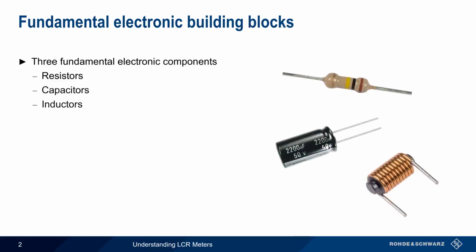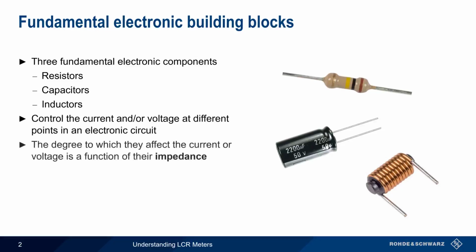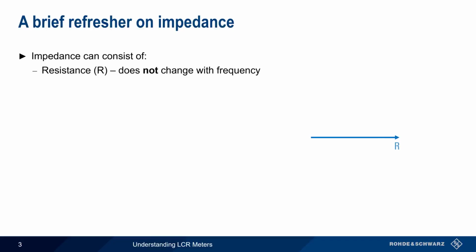Almost all electronic devices use some combination of these three components to control the current and/or voltage at different points in a circuit. The degree to which these components affect the current or voltage is a function of their impedance. Impedance, or the opposition to the flow of current, consists of resistance and/or reactance. An ideal resistance doesn't change with the frequency of the signal. As you might imagine, this is the kind of impedance normally associated with resistors.